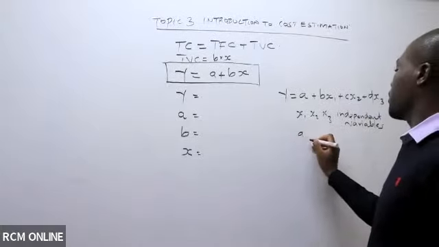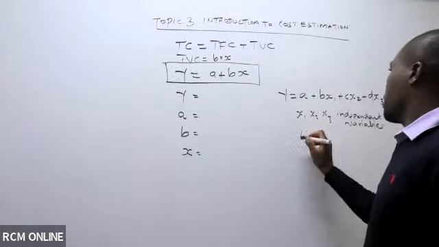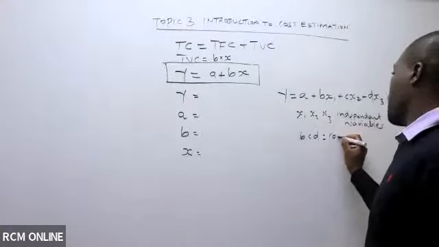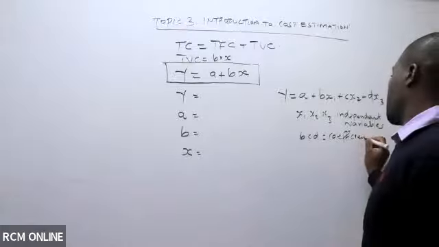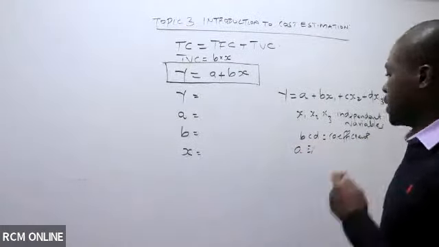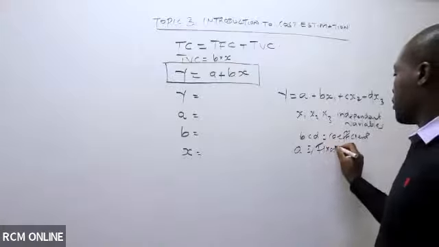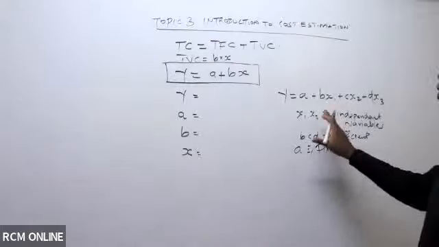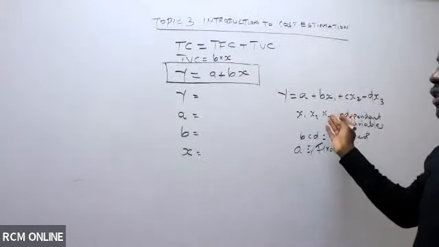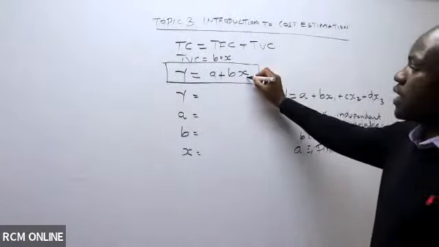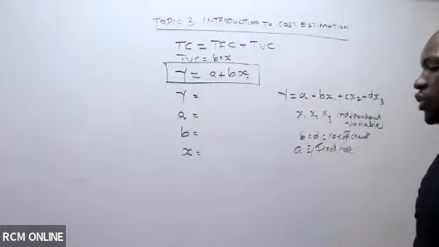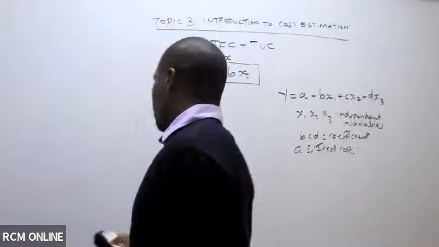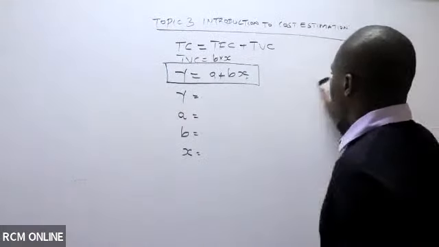Then a, b, c, d are constants or coefficients. Of course, we have a being independent. We call it fixed cost. So that's what we are going to deal with when we get to advanced management accounting. But at this particular point, we only have one independent variable. That's why we are talking about introduction to cost estimation.